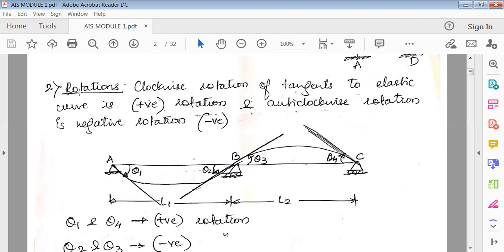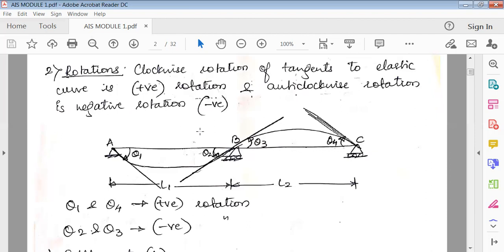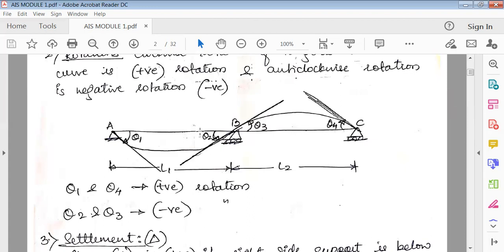So again, you can see here the rotations. All the clockwise rotations of tangents to the elastic curve are positive, and anti-clockwise rotations are negative. In this case, it is the AB and BC span. End A is a hinge support, B is a roller, and C is also a roller. What I've shown here is the elastic deformation of the beam. When the load is applied here, obviously the beam will bend down like this. That's the deformed shape of the beam.